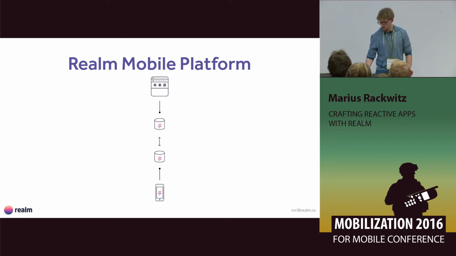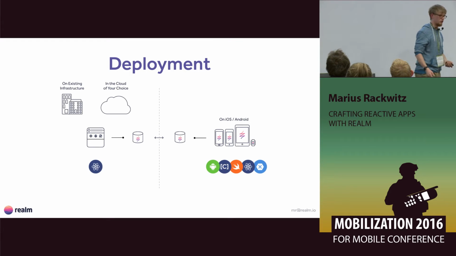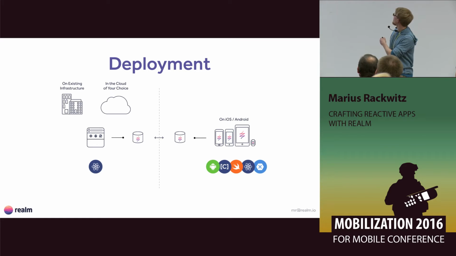So what does this change for the deployment options you have? We have learned before that Realm is available on a wide range of client-side technologies on iOS and Android. And on the server side, we now offer a Node.js binding. And unlike you might expect, we didn't go for the classic SaaS business model, but instead, we are giving you the server, and you can just deploy it yourself. So you can use it on your existing infrastructure or on the cloud of your choice.